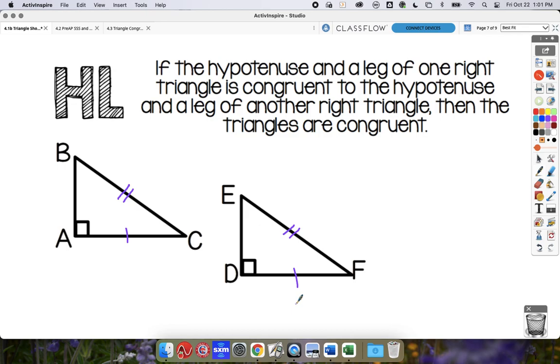If we abandon the HL part and we say this angle is congruent to this angle, and this side is congruent to this side, and this side is congruent to this side, I have two sides that are congruent. But now the angle is not between the sides. And ASS doesn't prove congruence. So that's why we don't call it the ASS shortcut, because that's bad.